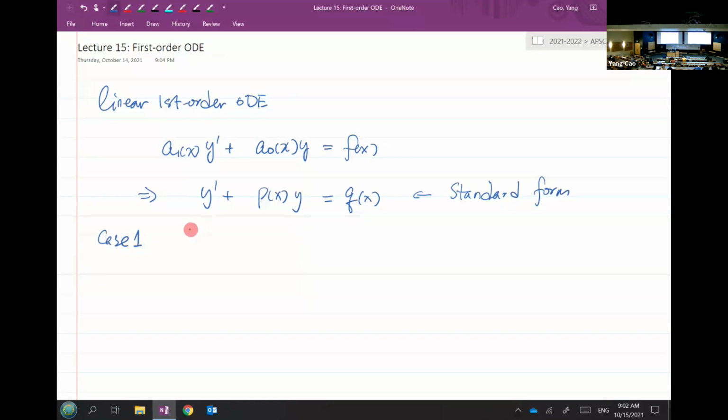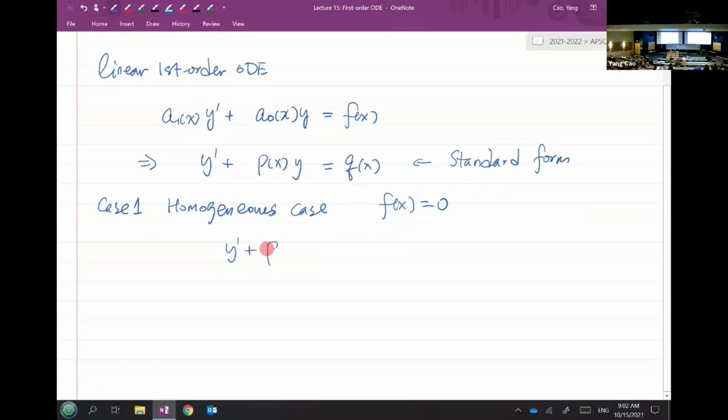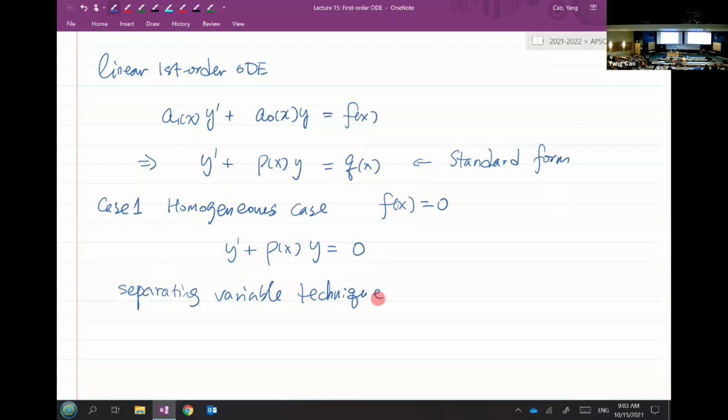And in the last class, we dealt with the first case. We said that this is a homogeneous case, or homogeneous equation. That basically refers to when your input f of x is 0. So your first order differential equation just becomes simply like this. Then we have this so-called separating variable technique. Separating variable technique basically means you separate all the y together and then you separate all the x together. You integrate both sides. So we get the following results.